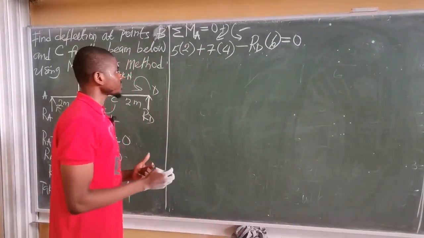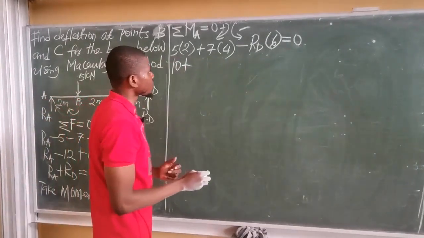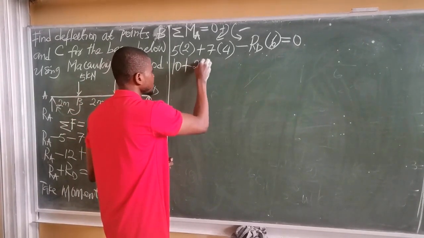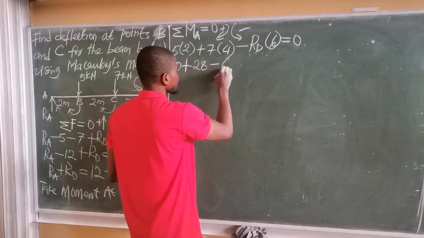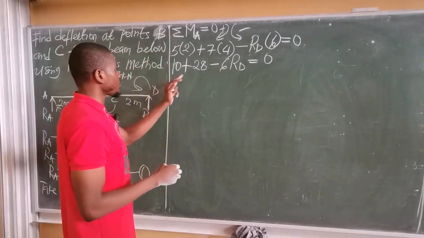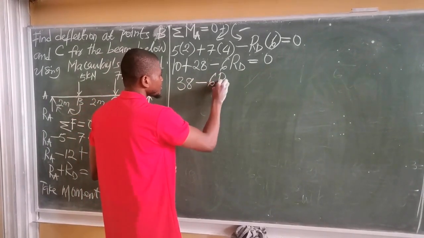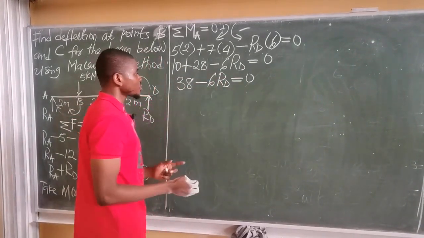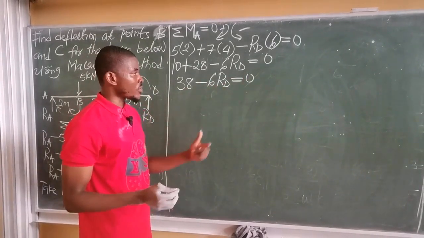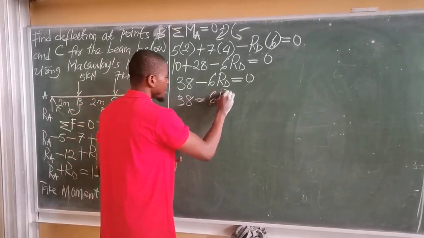and this is simply equal to 0. So here, 5 times 2 gives us 10, plus 7 times 4 gives 28. Yes, 7 times 4 gives us 28, minus 6 Rd equals 0. So 10 plus 28 obviously gives us 38, minus 6 Rd equals 0. So let's send the 6 Rd over to the other side. The negative sign crosses the equal sign and becomes positive.